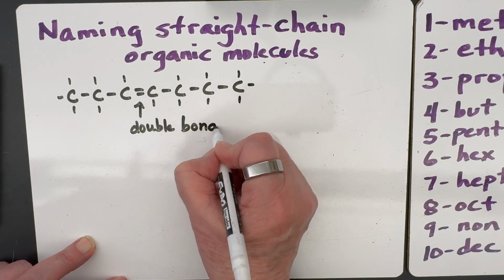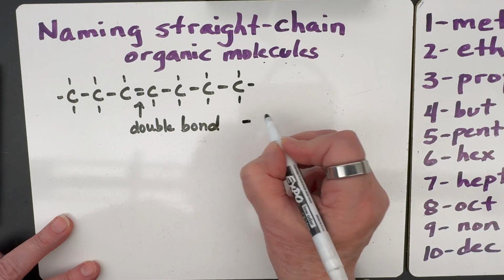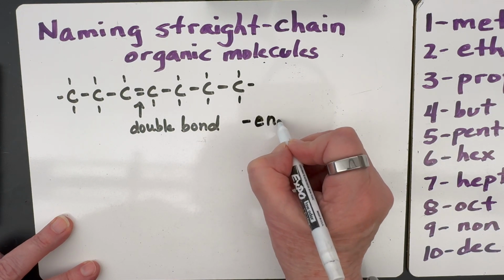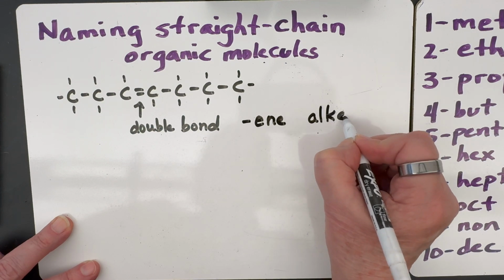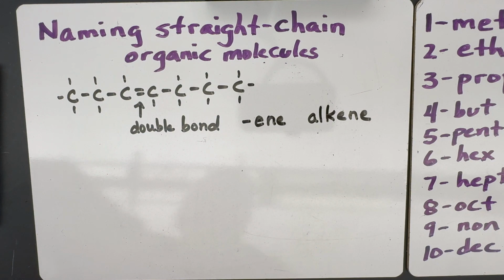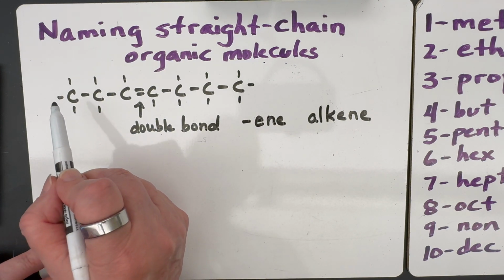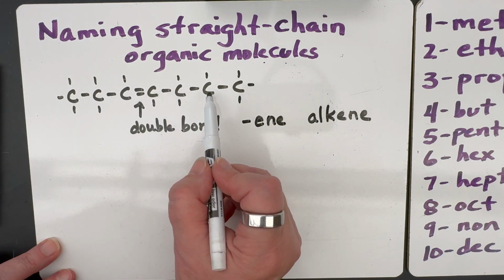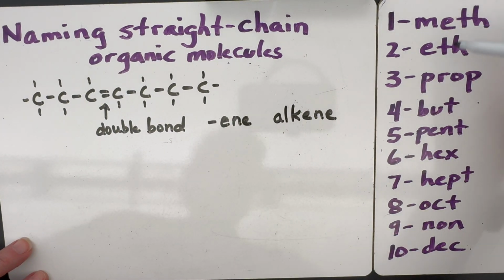And when you have a double bond somewhere in your chain, you use the ending ENE because it is an alkene. It's a class of hydrocarbons that contain a double bond. So again, we count our number of carbons. We have 1, 2, 3, 4, 5, 6, 7. If we look at our chart here, 7 is hept.